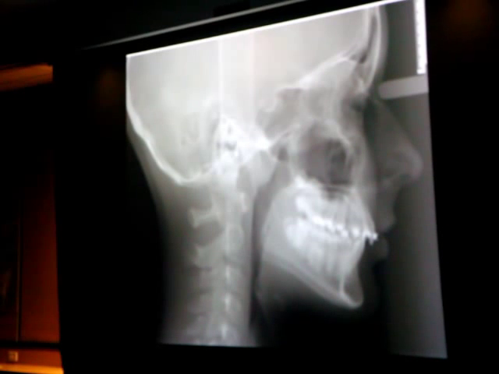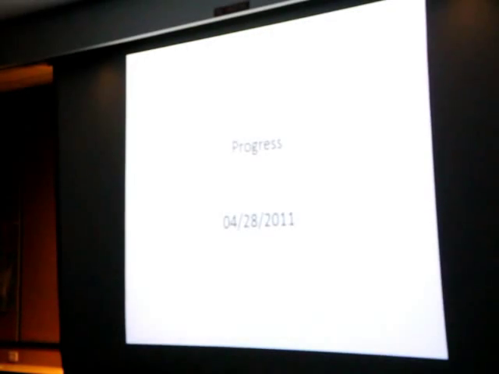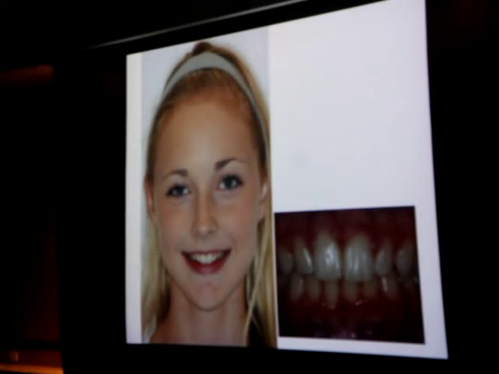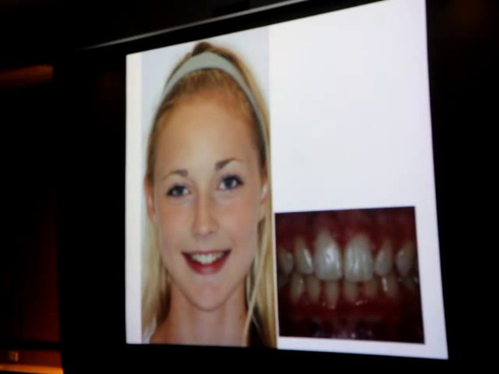And the only way you can really tell how much change took place is actually to trace it out and measure it. But you can see in this instance, I then go ahead, put the lower braces on, and this is where she finishes up. So we are able to correct her class 2 malocclusion by virtue of using her headgear and moving her teeth over the course of 2 years.